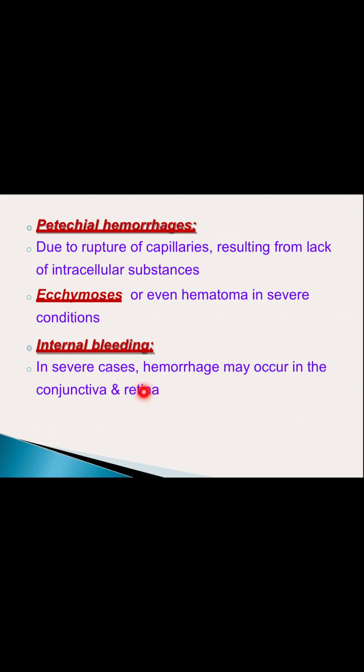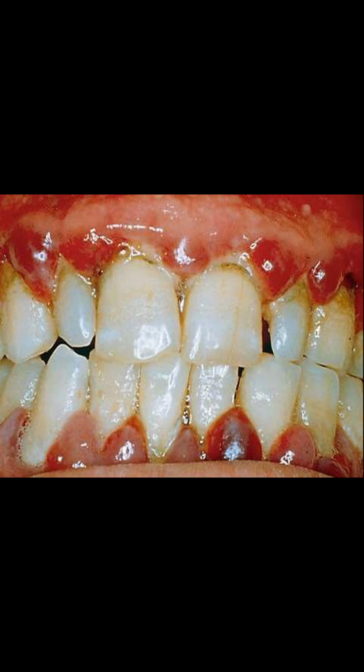Internal bleeding, in severe cases hemorrhage may occur in the conjunctiva and retina in the eyes. Mainly it affects the gums, which get swollen and spongy. Spongy swollen gums is the main hallmark of scurvy, where there is lots of bleeding even when brushing, even when not brushing, even while eating something. If it is not treated, the dentine gets separated from the gums and people start losing teeth.